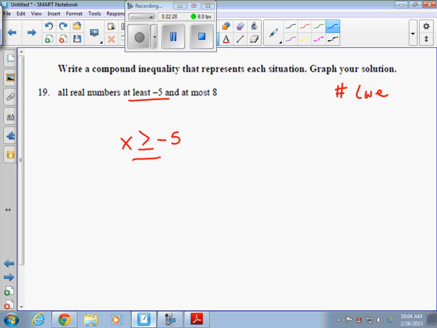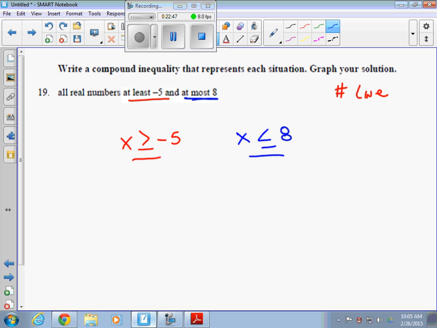The other part says at most 8. So x and 8, again, we're going to put something right there. At most 8 means that 8 has to be the bigger number right there because it can't be that big. So less than or equal to. It says to write it as a compound inequality, so we want to put these two together.